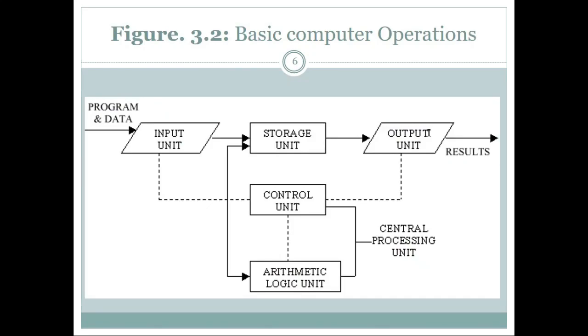Here is the figure of the computer operation. As you see, the first one is input. The input goes to the storage unit and is converted into output. Here there is a control unit. And under the control unit, there are 2 types of processing units, the central processing unit and the arithmetic logic unit. So the basic computer operation looks like this.